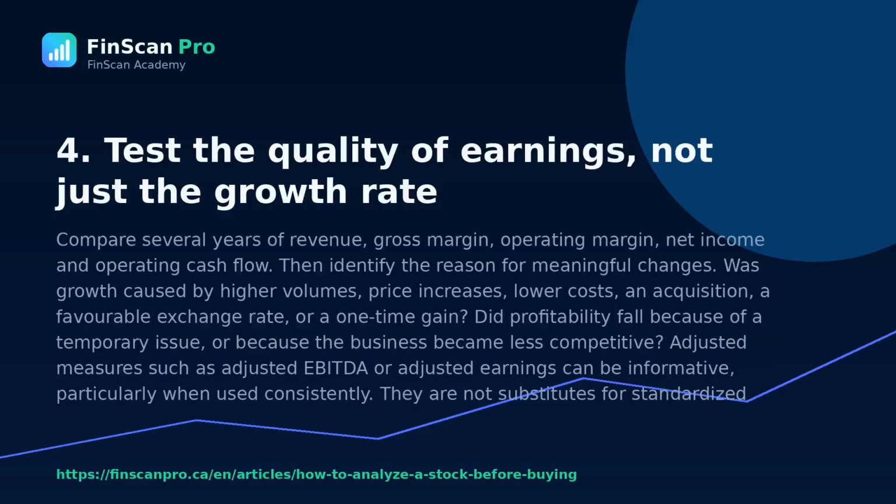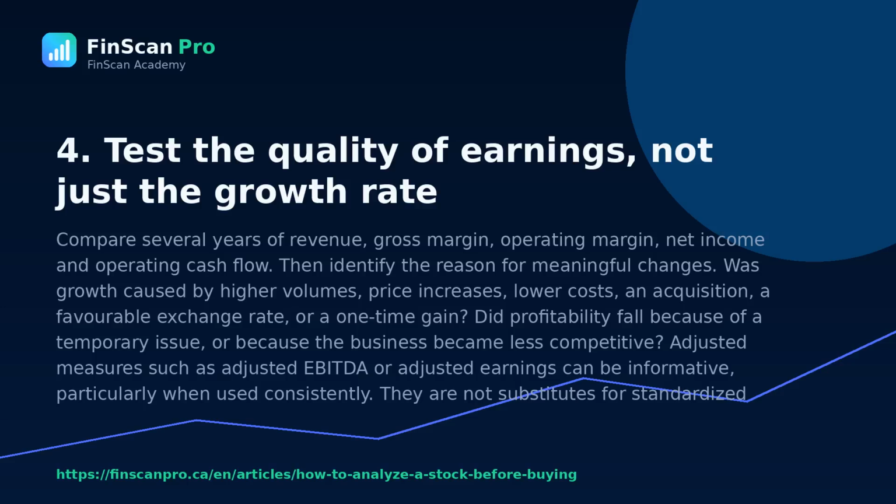Compare several years of revenue, gross margin, operating margin, net income, and operating cash flow. Then identify the reason for meaningful changes. Was growth caused by higher volumes, price increases, lower costs, an acquisition, a favorable exchange rate, or a one-time gain? Did profitability fall because of a temporary issue, or because the business became less competitive?